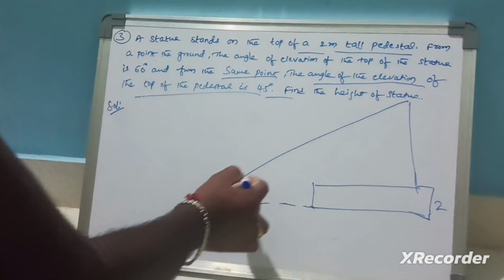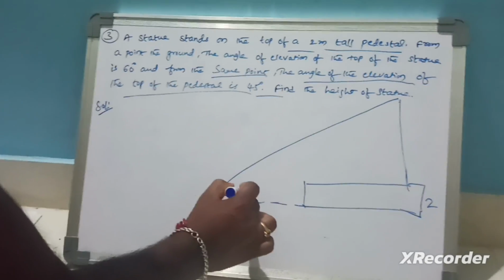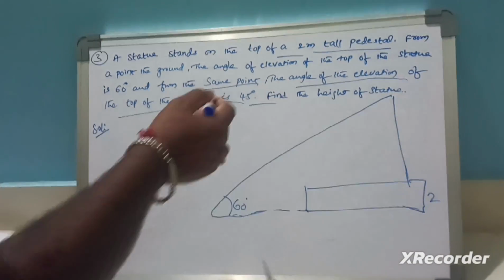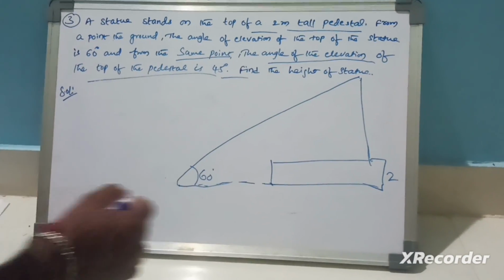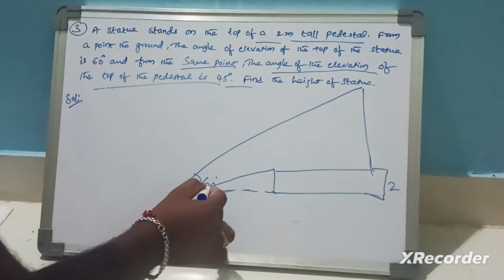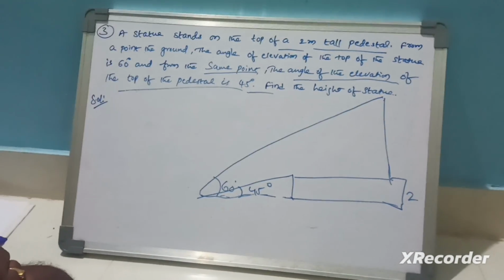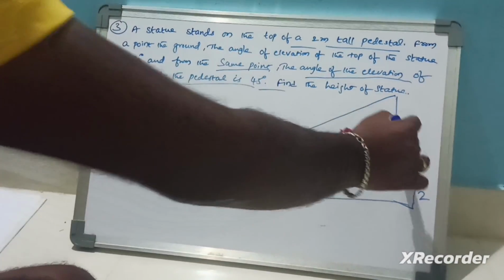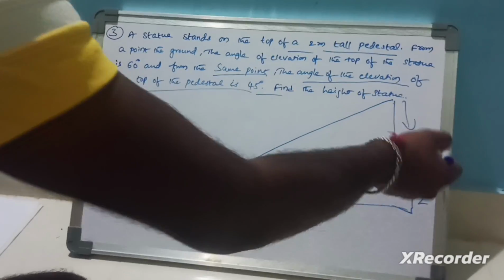Here the angle given is 60. Now from the same point, again the angle of elevation of the top of the pedestal is 45. Then what we need to find is the height of the statue. Let's say this is h. We need to find this value.